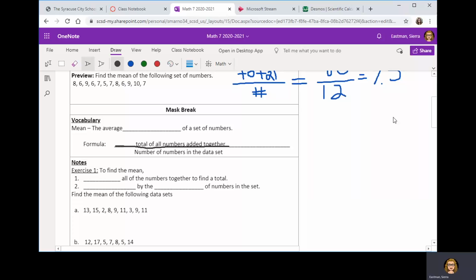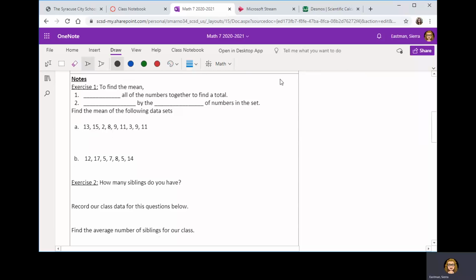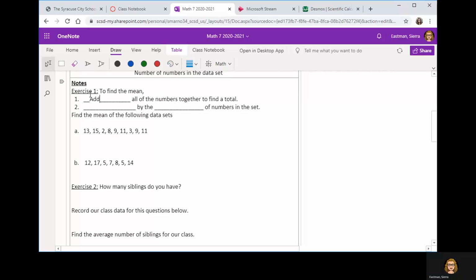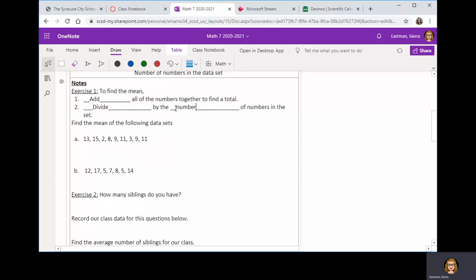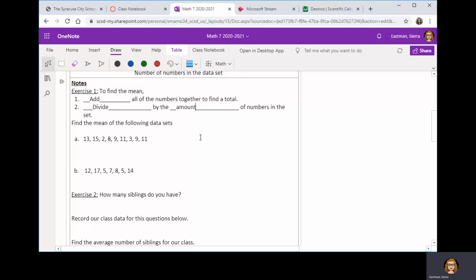Awesome. And so our exercise 1 is just filling in those steps. What do we need to do first? Add all of the numbers to find a total. And then step 2, divide by the number of numbers, or the amount. Let me say amount instead. The amount of numbers that are actually in the set.